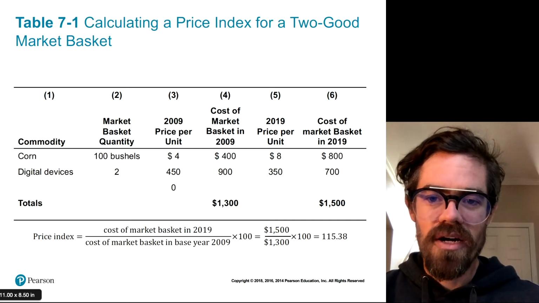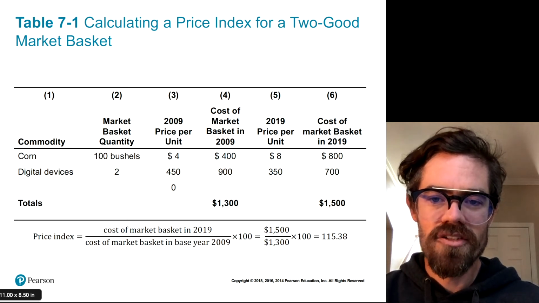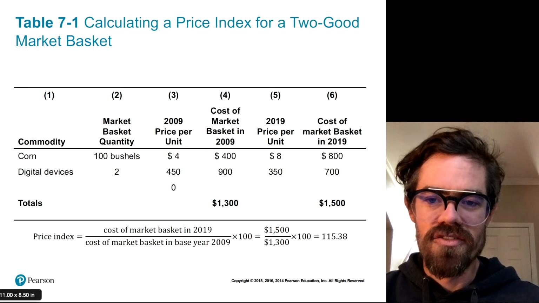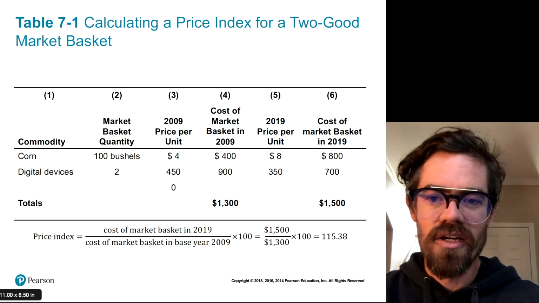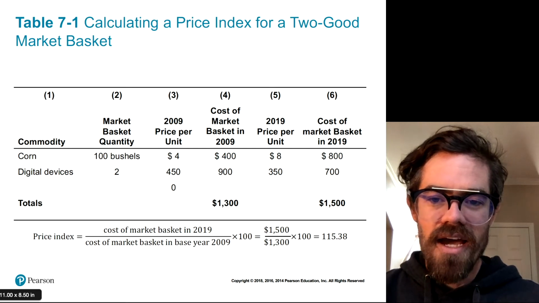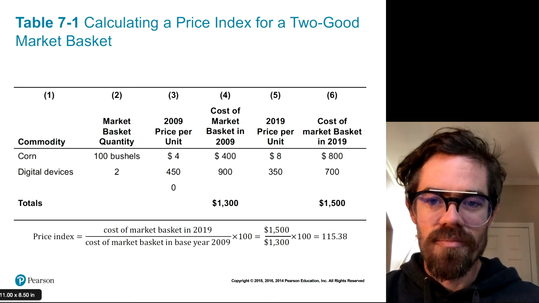And then the next thing we need are the prices in the different years that we're going to compare. So we've got the price in 2009 of those 2 things. So a bushel of corn is $4 in 2009, and a digital device is $450 in 2009. The next thing we need to do is calculate the cost of each of those things at those prices. So we simply take the quantities and multiply them by the prices. Okay, so in column 4, we see that the cost of the corn would be $400, and the cost of the 2 digital devices would be $900. Just multiplying quantity times price. And then if we add those together, we see that the cost of the entire basket in 2009 is $1,300.